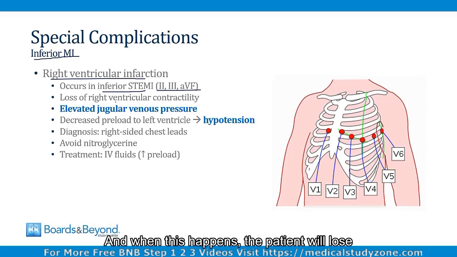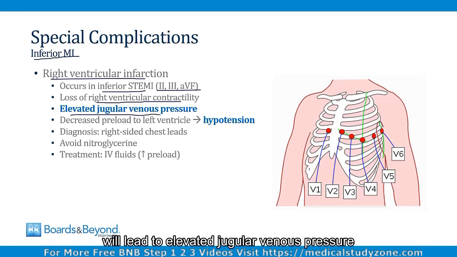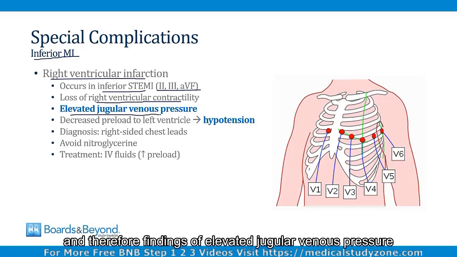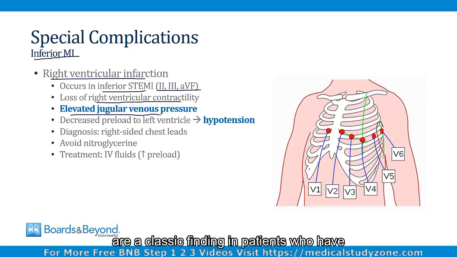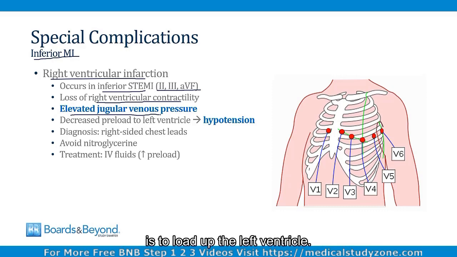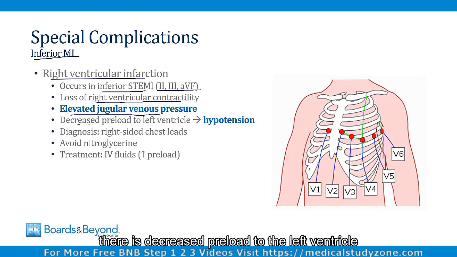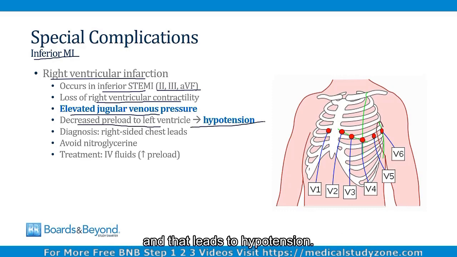And when this happens, the patient will lose right ventricular contractility, and the loss of right ventricular contractility will lead to elevated jugular venous pressure, and therefore findings of elevated jugular venous pressure are a classic finding in patients who have a right ventricular infarction. In addition, one of the main jobs of your right ventricle is to load up the left ventricle. So when there is a loss of right ventricular contractility, there is decreased preload to the left ventricle, and that causes the cardiac output to fall, and that leads to hypotension.